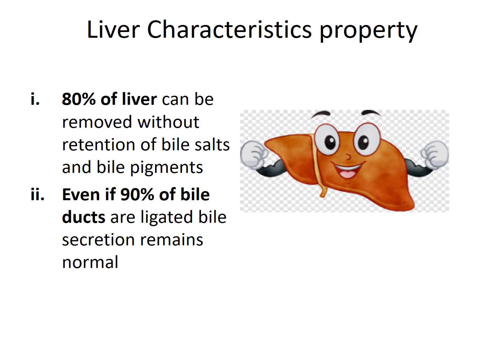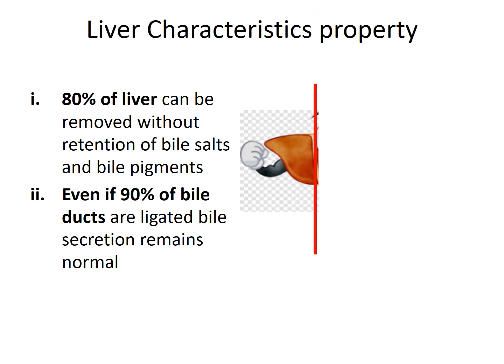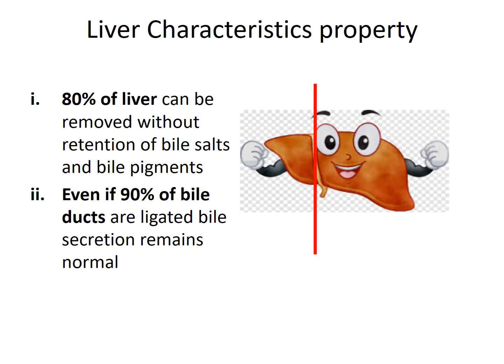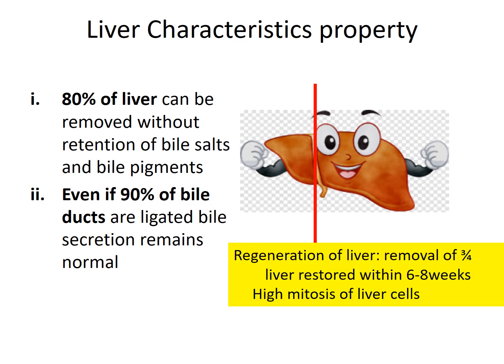Another important property is that if liver damage occurs and 3/4 of the liver is gone, or you donate the liver, with only 1/4 of the liver remaining, what do you think will happen to this type of liver? There will be regeneration of the 3/4 of the liver, or the remaining liver. This occurs within a period of 6 to 8 weeks. This happens because the liver has a high rate of mitosis, which helps in the regeneration of the liver.